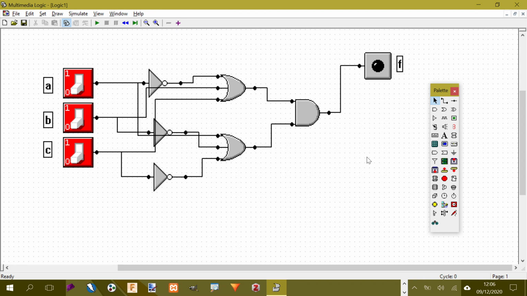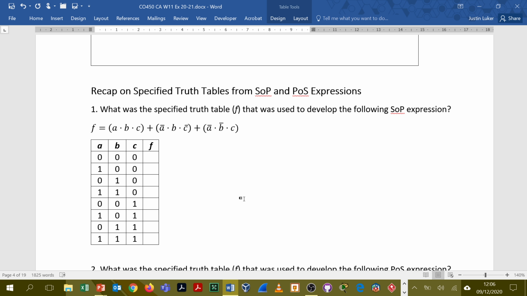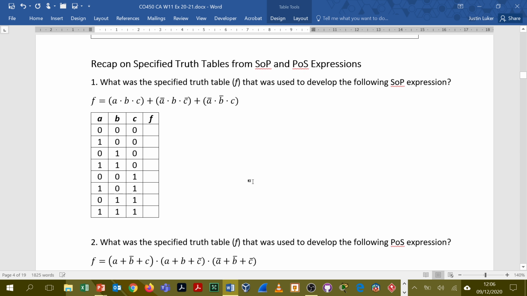That's good. So that's the circuit built. Let's go back to the exercise sheet. So now in the exercise sheet, we're just moving on, recapping specified truth tables from sum of products or product of sums expressions. So this is working the other way. So this time we've got our expression and we're just trying to map in the outputs of that expression back to the truth table. So this is a sum of products expression. So we're looking for ones.